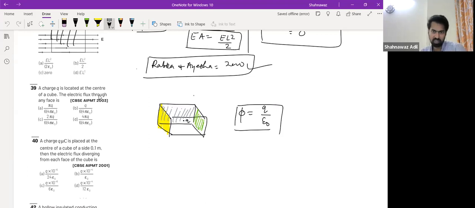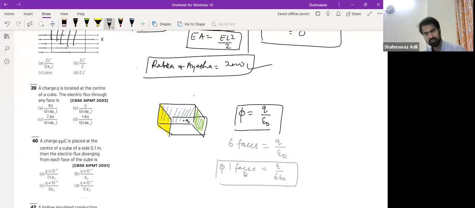So 6 faces give you how much? Q by epsilon, right? So one face would give me how much? Q by 6 epsilon naught. Did you understand that? Yes, sir.